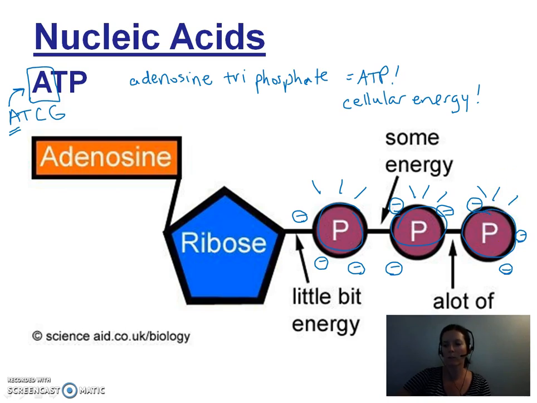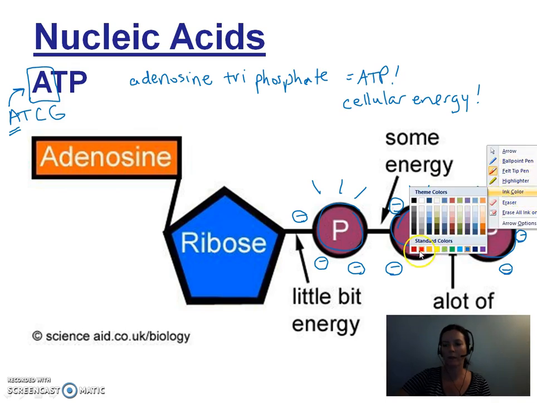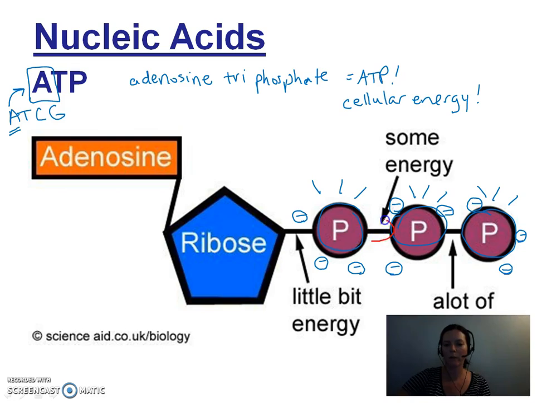Because they want to get away from each other, how strong do you think those bonds have to be that are holding those 3 phosphates together? Let me change color here. Those bonds have to be really, really strong because all the phosphates want to do is to get away from each other. So ATP ends up becoming a huge source of energy because of these chemical bonds that are having to work so hard to hold these phosphate groups together.